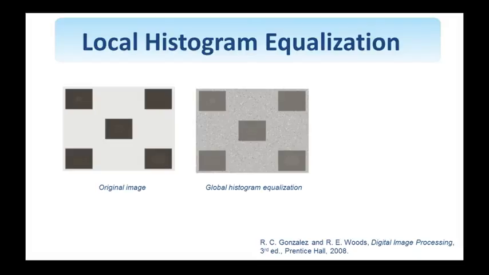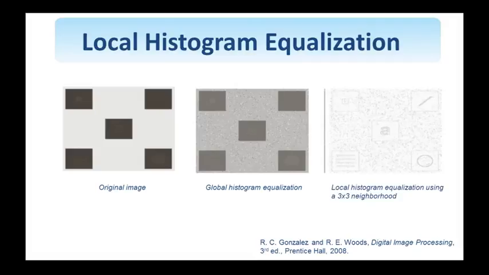If, however, we equalize the histogram locally, we obtain an image like this. Local histogram equalization entails the processing of 3x3 neighborhoods. We take a 3x3 neighborhood, we find the mapping that will equalize the histogram in that neighborhood, but we only process the pixel in the center of this 3x3 neighborhood. Then we move this 3x3 window to the next pixel, and we repeat this process.